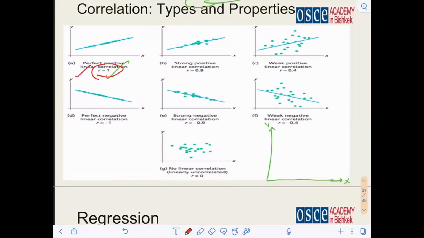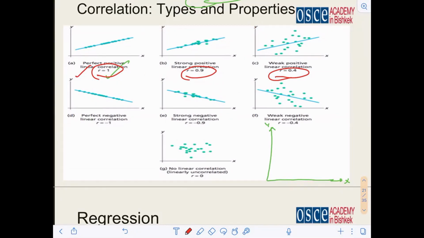Now when R is equal to 1, it shows perfect positive linear correlation, which means a perfect relationship. When R is around 0.9, it means a strong positive linear relationship, not perfect, but positive. And when R is lesser than 0.5 or 0.4, it is called weak positive linear correlation. Why do we need this? We need it to explain our results when we are interpreting them.